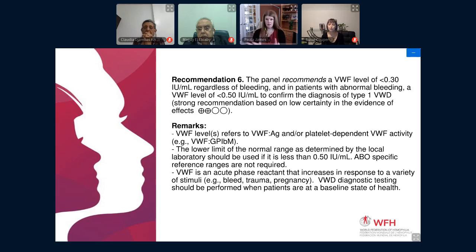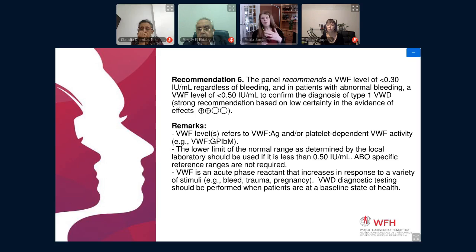And so the recommendation that we have made recommends that for a VWF level of less than 0.30, patients should be diagnosed with type 1 VWD. For anyone with abnormal bleeding and levels less than 0.50, those individuals should also be diagnosed with type 1 VWD. And this was a strong recommendation, although based on low certainty in the evidence. And you can see the remarks that we made with this recommendation, that by VWF level, we're talking about antigen and or the activity assay.